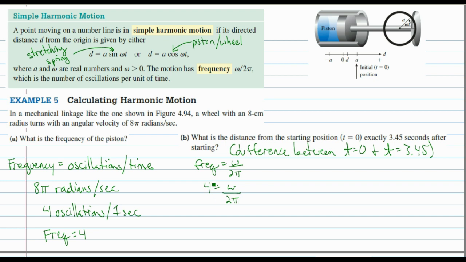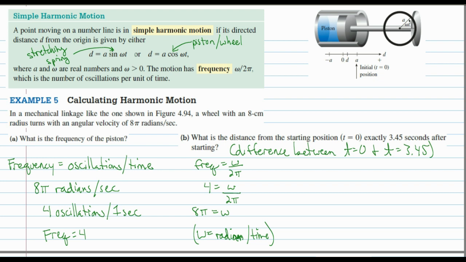So if I multiply both sides by 2 pi, I get W equals 8 pi. Look familiar? That is the number of radians in 1 second. So W is essentially radians in 1 second, or 1 unit of time. Now, this wheel has an 8 centimeter radius. That will be our A value.